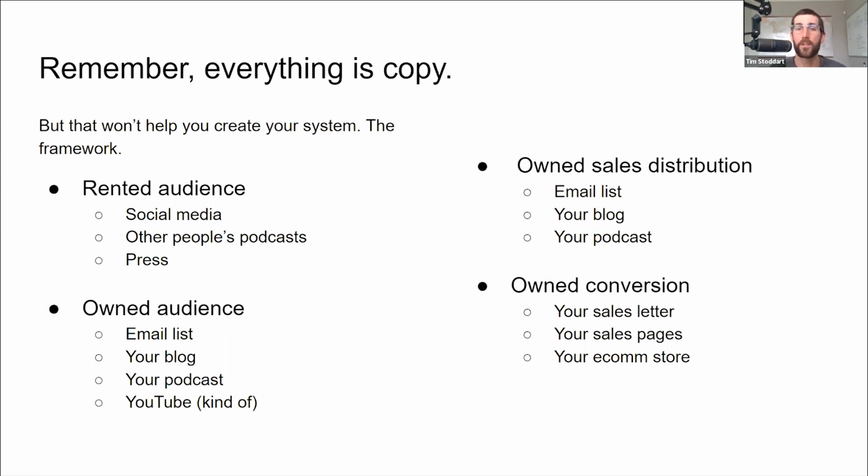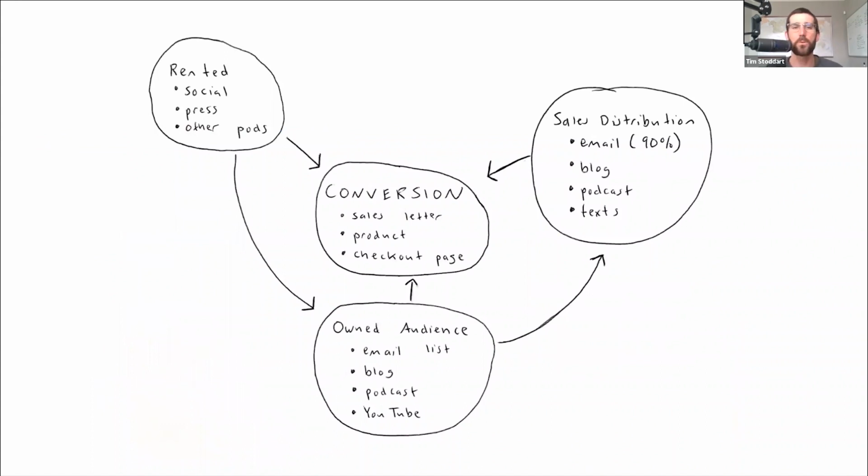And then there's your owned conversion. So this is the spot where sales happen. This is your sales letter. These are maybe a basic sales page. This is your e-commerce store when somebody might be buying a physical product or even a digital product, and the product itself has some of the benefits and features listed on it. This could be a t-shirt, or this could be an ebook. That actual product page is technically a sales page. And so this is your owned conversion. So you have your rented audience, you have your owned audience, you have your owned sales distribution, and your owned conversion. So up next, I'd like to really highlight my artistic ability to show you the flow.